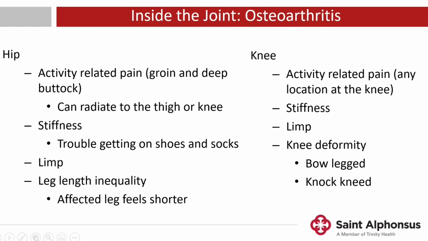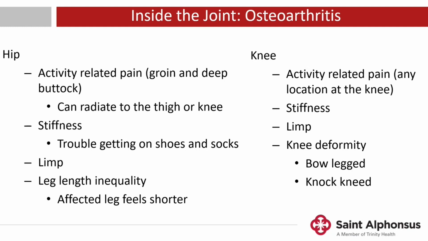All right, so the main symptoms that we see in hip and knee arthritis is activity-related pain. In the hip, we usually see this as groin and deep buttock pain. It's usually not on the lateral side or outside of the hip. We usually feel it in the groin or deep buttock. A lot of people think they have a hernia or a strained groin muscle, and are only diagnosed with arthritis once they have an X-ray taken.